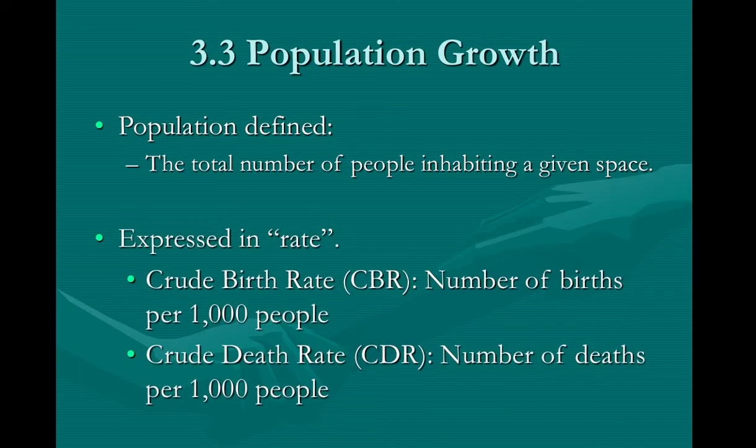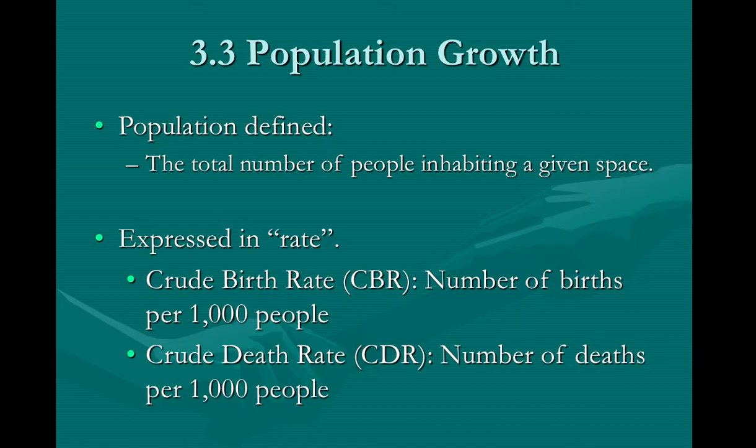When we talk about population growth and how many more people are inhabiting a given space, we're going to express that in a rate. So there's two different types of rates I'd like you to know about. We first of all have a crude birth rate and a crude death rate. So what the crude birth rate is, also known by the acronym CBR, you'll see it both ways. It is the number of births per 1,000 people.